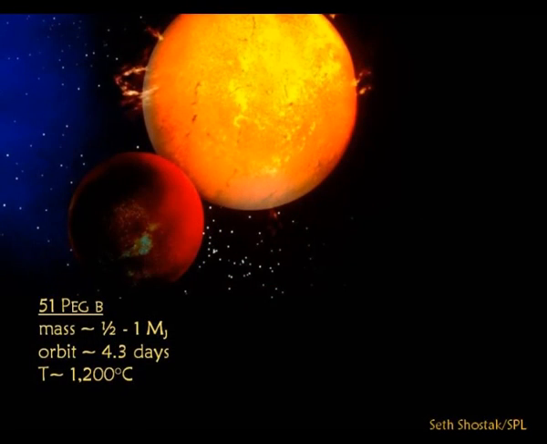Now, the first time this was done, in 1995, was around a star called 51 Pegasi, and it was the first exoplanet found around a normal star. 51 Peg b, mass comparable to Jupiter.